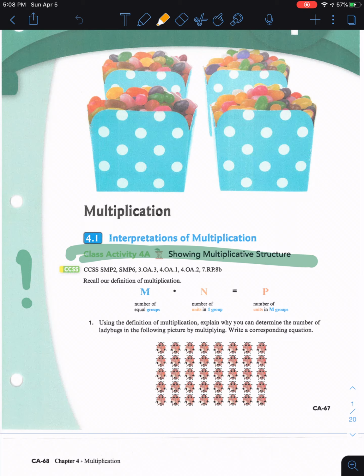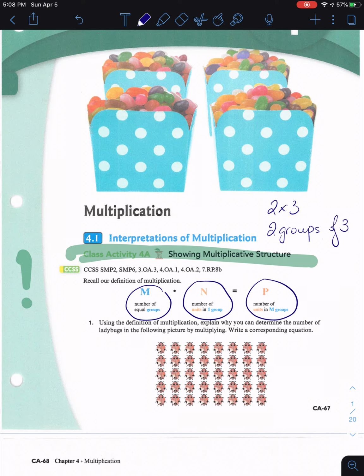So, for example, anytime we see 2 times 3, we can say that that's 2 groups of 3 items. So the first number is the number of groups, and the second number is the number in each group. So 2 groups of 3 in each group. That's the way that this textbook introduces it as well. Number of groups times the number in each group. And the result, the product, is the total number in all of the groups.